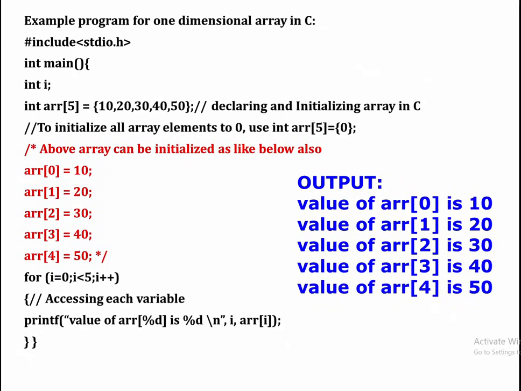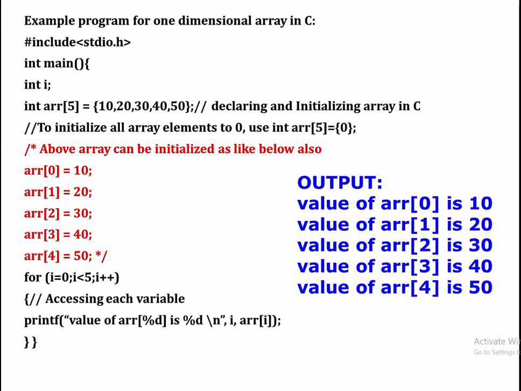Again the indexing starts from 0. So arr of 0 stores 10, arr of 1 stores 20, arr of 2 stores 30, arr of 3 stores 40 and arr of 4 stores 50. Now observe another statement shown in the program. The comments explain that instead of initializing all the values together, we can also assign values individually. For example, arr of 0 equals 10, arr of 1 equals 20 and so on. Both the methods are correct.